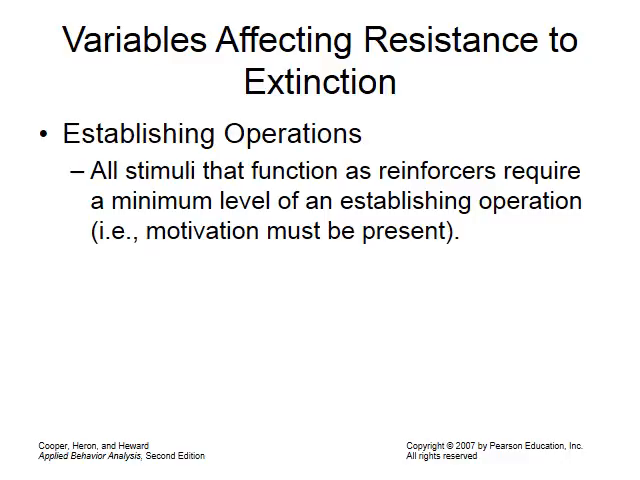Motivating operations or establishing operations are another variable that can affect resistance to extinction. So all stimuli that function as reinforcers require a minimum level of an establishing operation. So motivation needs to be present. If a child isn't hungry, they're not going to care that you're withholding their favorite food for engaging in the problem behavior, because at that moment, food is not functioning as a reinforcement for them. If the rat is not thirsty, the rat is not going to care that pushing the lever is not going to get them water. So that motivating variable needs to be in place.